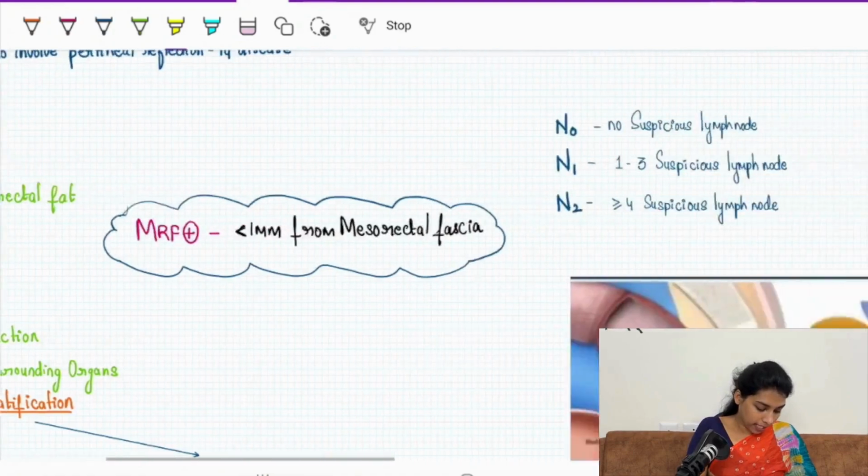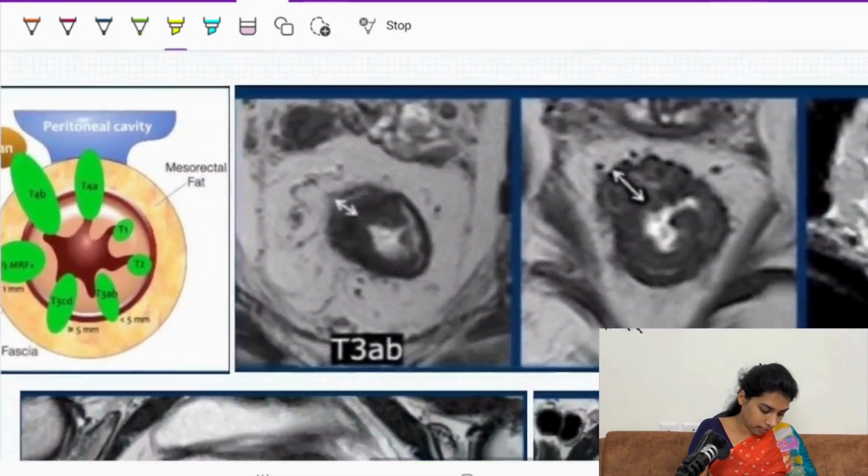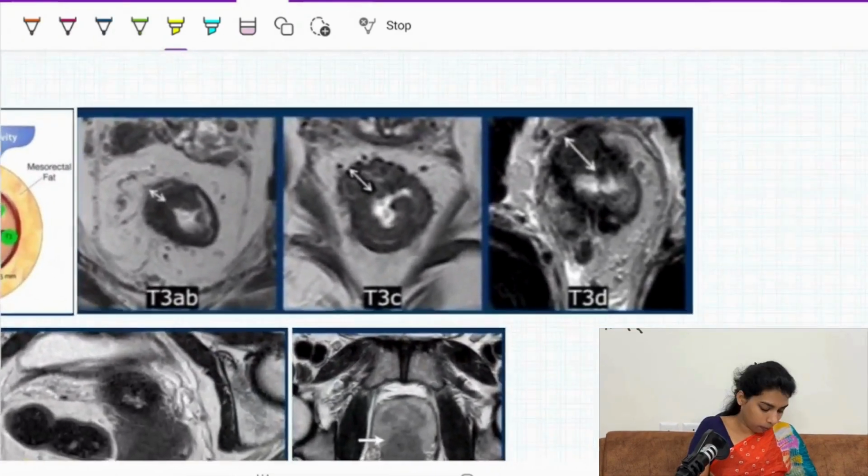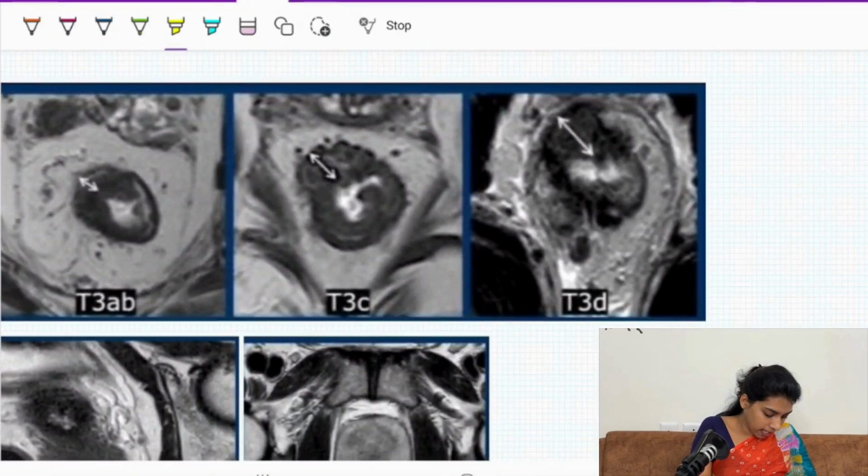So starting with the T3, we look at an example to understand the T3 disease. So this is the first case scenario where you can see that there is a T2 hypointense rim of the rectum. The breach of this T2 hypointense rim is when we call that there is involvement of the mesorectal fat. Once the mesorectal fat is involved, if the involvement is just 1 mm, meaning that the distance of the tumor beyond the T2 hypointense rim is 1 mm, we call it T3A.